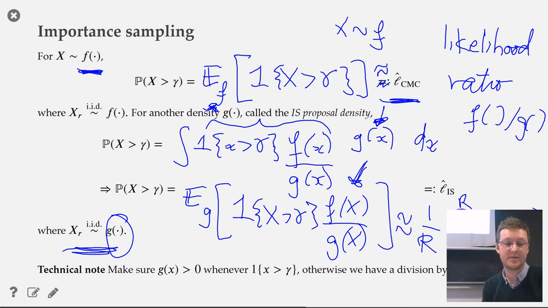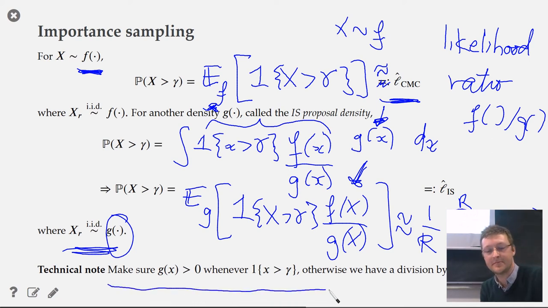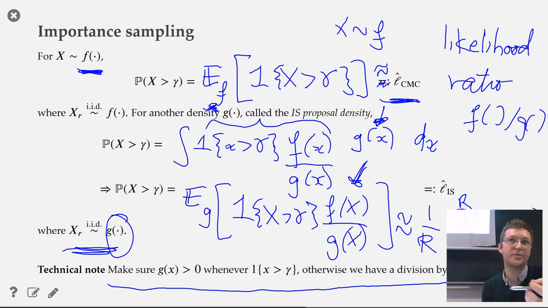There's one thing you have to make sure of, what I've written here. If you look at the integrand, you'll notice that suddenly you have g of x in the denominator. You don't want that to become zero and for things to be undefined and get infinity. So g of x can become zero, but only in places where this indicator is zero anyway, so you never get to that region. That's got some fancy name like absolute continuity of f with respect to g, or g with respect to f, and I always forget it, so it's not so important.